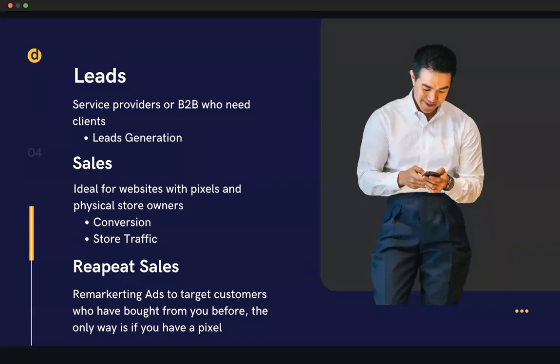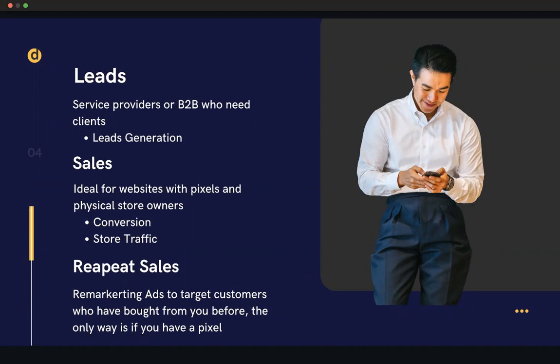Another use case is for store traffic. You have a physical store and you want people around your area. Probably you stay on the island, right? Or maybe you stay at Yaba, Akoka, and you want people in Unilag, you want people who stay around Yaba to locate your store, right? You can run an ad for people in that environment, in that location, and direct them to your store, right?